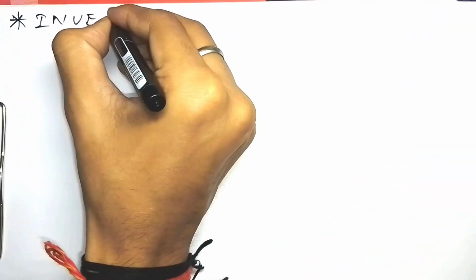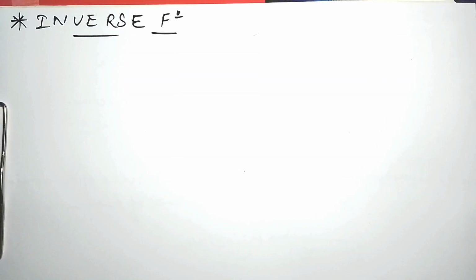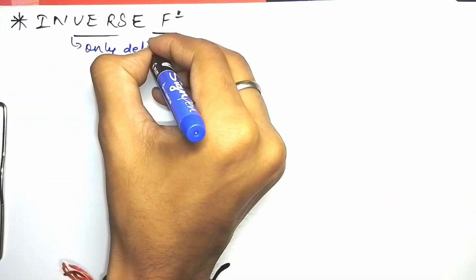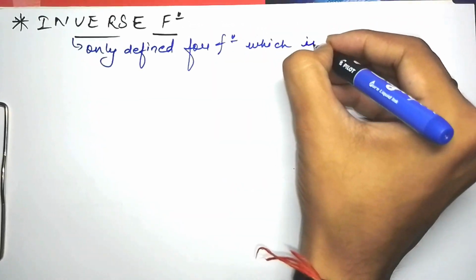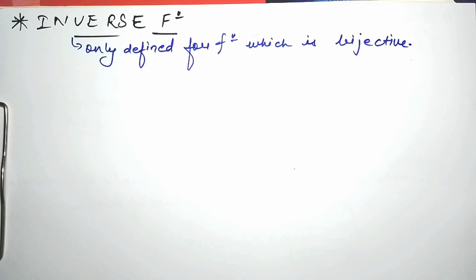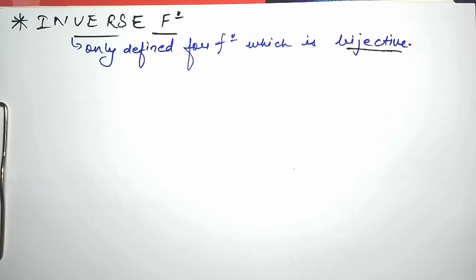Let us continue with inverse functions. But while talking about inverse functions, we must keep something in mind. And what is that thing? That thing is that an inverse function is only defined for a function which is bijective. This is one thing that you have to keep in your mind, otherwise you are going to make mistakes. An inverse function is only defined for those kinds of functions which are bijective. It is not defined for any other kind of function. Let this be very clear to you.